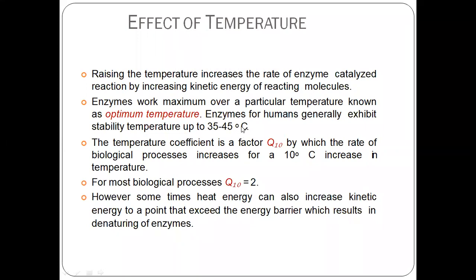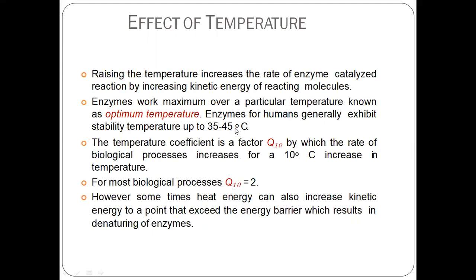Above 45 degrees centigrade and below 35 degrees centigrade, that enzyme does not work. In between these temperatures only, most of the enzymes are stable. Below and above this temperature range, the enzyme loses its tertiary structure. When the tertiary structure is lost, it converts into a linear structure. So there will be no active site, and there will be no catalysis.